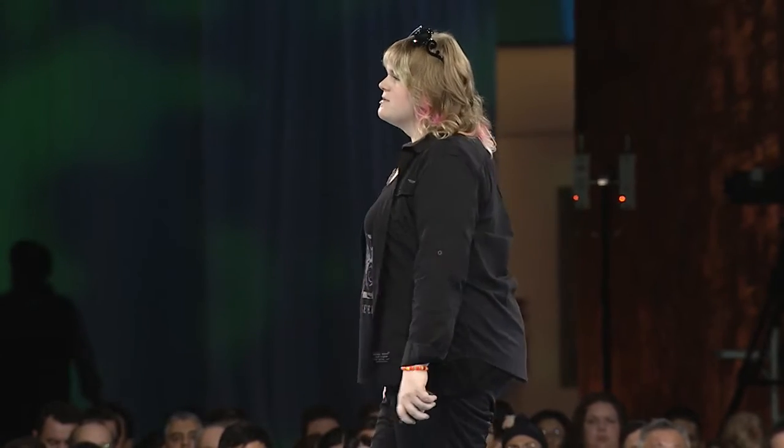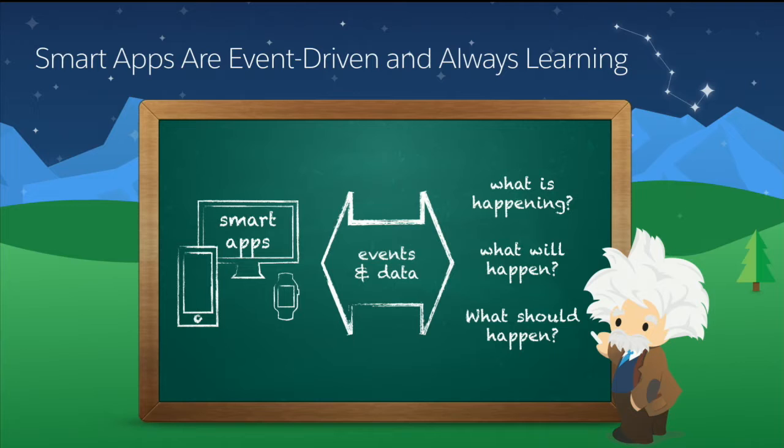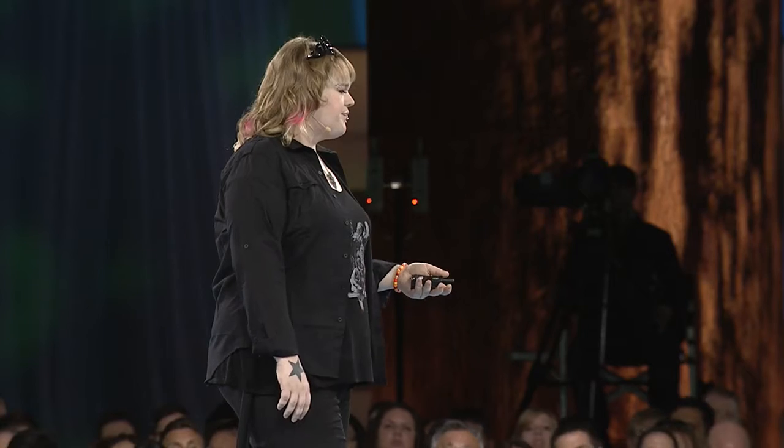Good, awesome. So I want to talk to you all about building smarter apps with Einstein. But before I can do that, let's make sure we're all on the same page about what smart apps mean. What are smarter apps? Well, smart apps are event-driven and they're always learning, right? So they're able to understand what's happening, they can anticipate what might happen next, and they can even make recommendations as to what should happen.